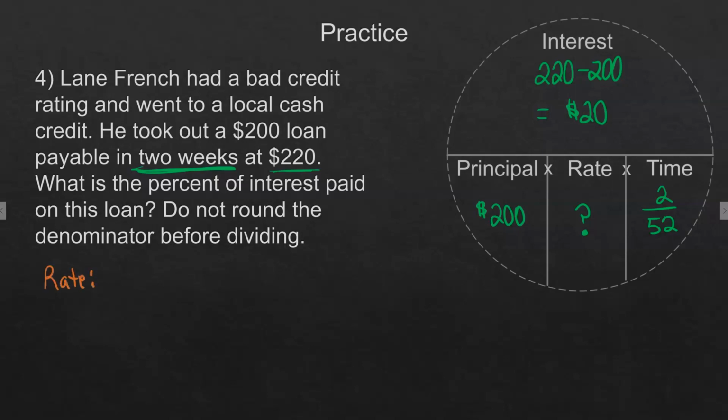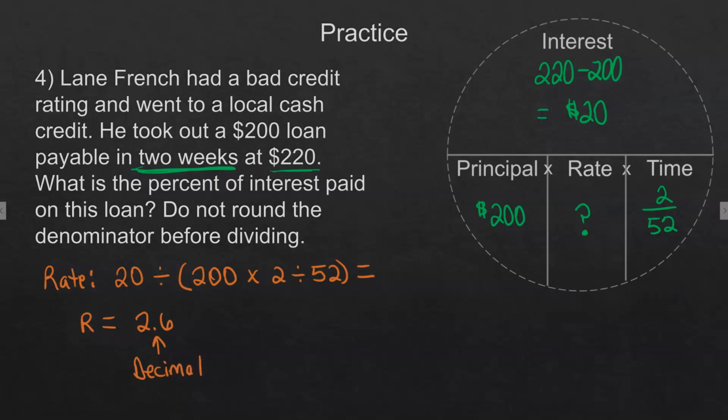Let's calculate the rate. We're going to take $20 divided by, we're going to use our parentheses to make this a nice easy calculation. We have another division there because it's 2 over 52. And then of course we're going to push our equal key. So on your screen you're going to see 2.6. This is the decimal form of this number. But we want the percent form. So remember, you're going to move the decimal 2 places to the right. And it is 260%, which is kind of common for those kind of loans. They have a really high interest rate. And that would be a normal kind of thing that happens.